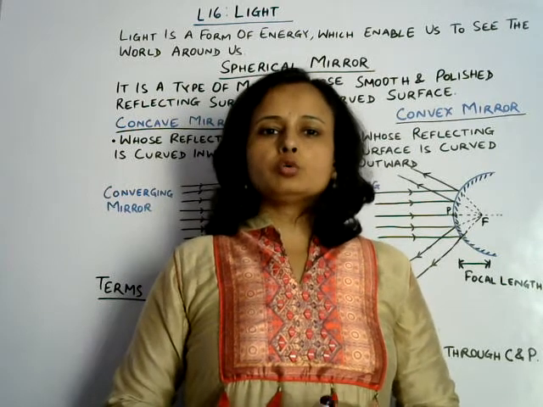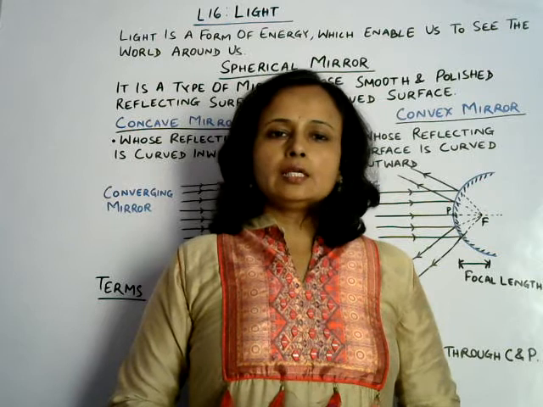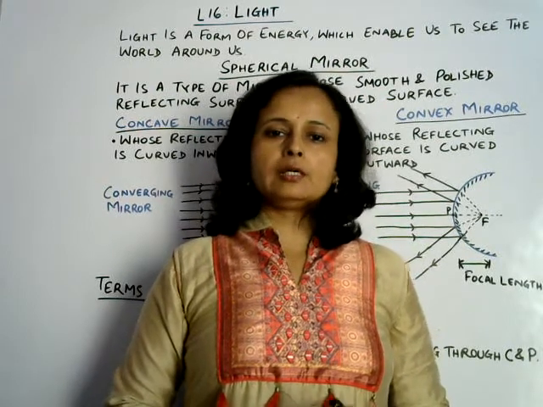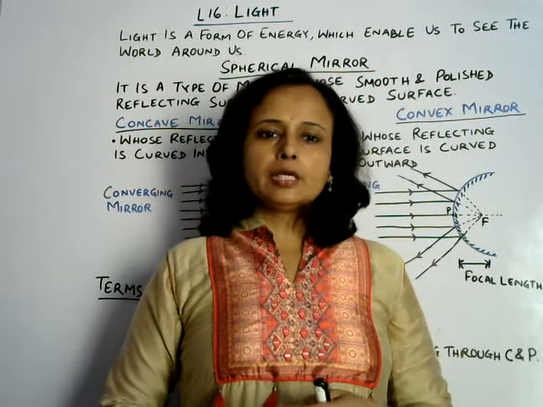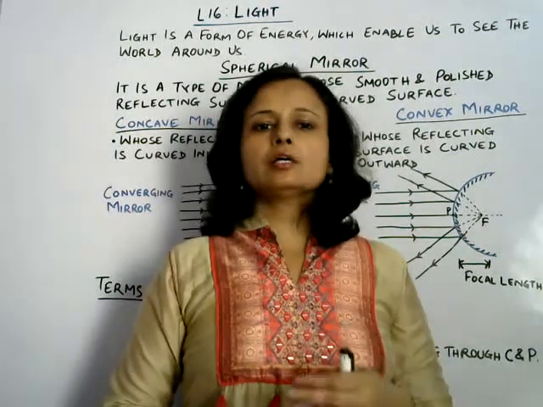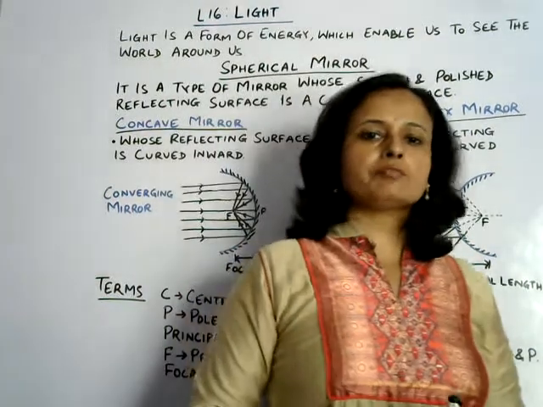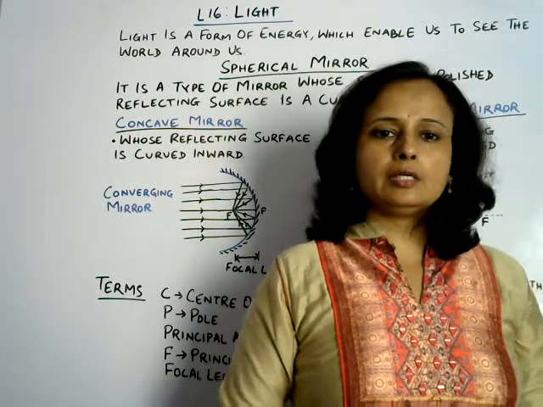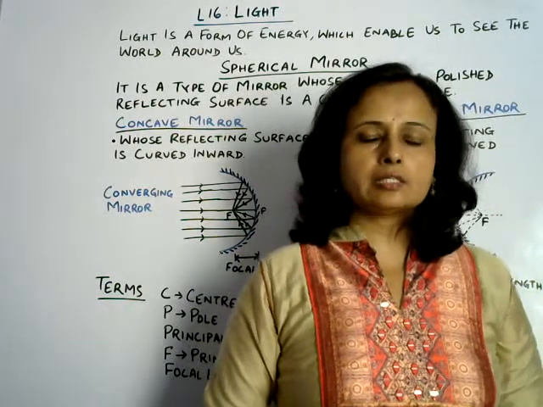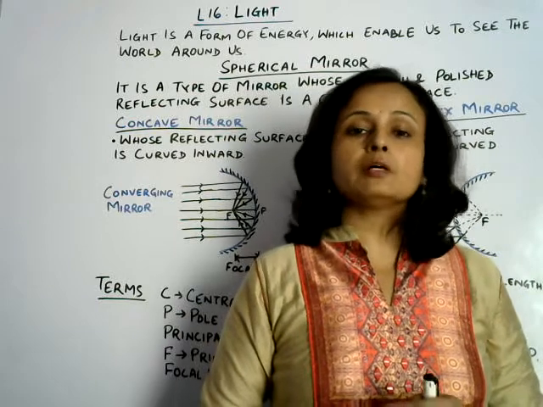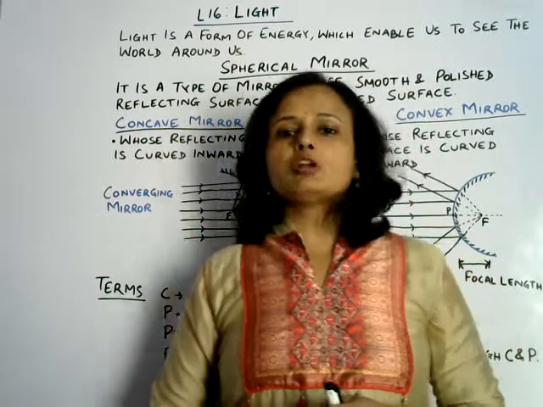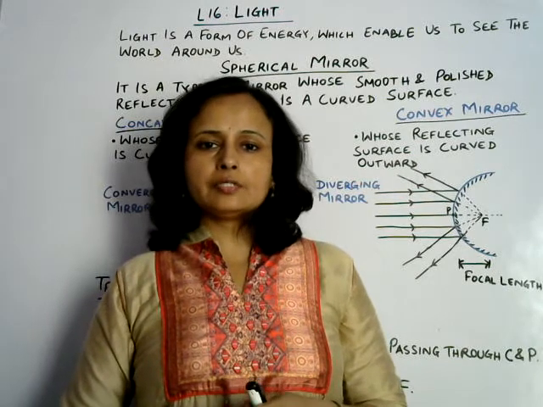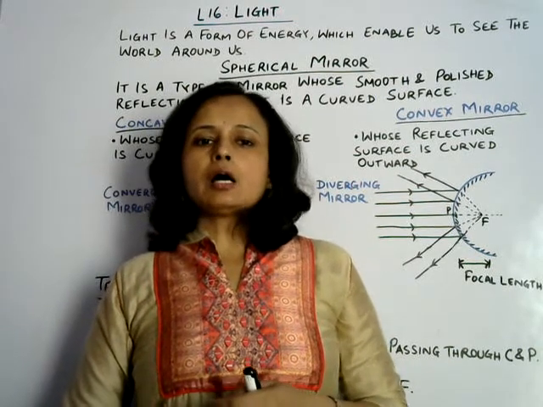So what are those spherical mirrors? Basically there are two types of spherical mirror. Those are concave mirror and convex mirror. Concave mirror, in which the curved reflecting surface is curved inward. Okay, the concave mirror has the reflecting surface curved inward, and in convex mirror the curved reflecting surface is curved outward.